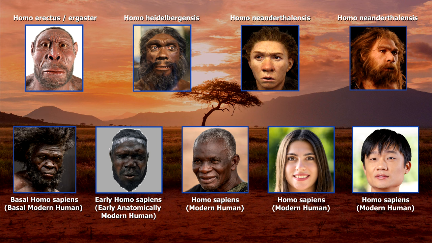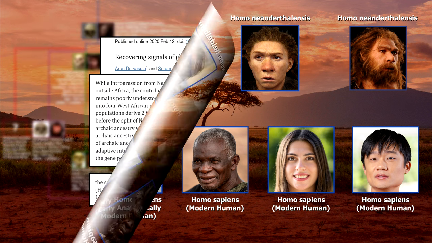Finally, there is deep modern human, which refers to modern humans who diverged from the common ancestors of extant populations long before the common ancestors of extant populations diverged from each other. Therefore, deep modern humans were distantly related to extant populations. Extant populations may harbor ancestry from them as a result of introgression.